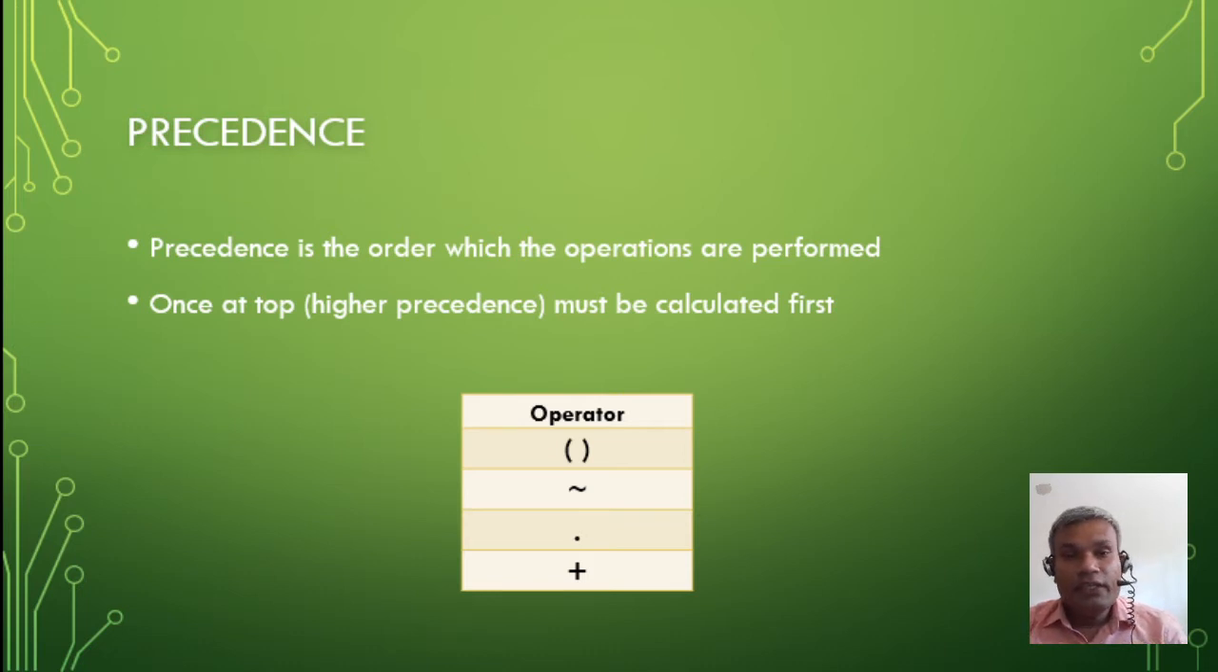Now, in mathematics, you have something called precedence. For example, if you have an addition and a multiplication, you should first do the multiplication. And if you have parentheses, you have to do the parentheses first. Similarly, in logical operations, you have a precedence. So the ones with the higher precedence must be completed first. So this is the order of the precedence. It's important when you are doing a simplification to follow the given precedence.